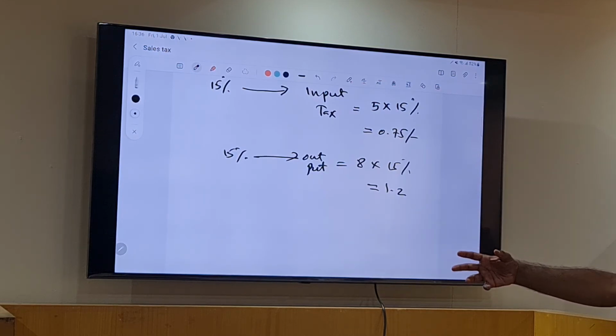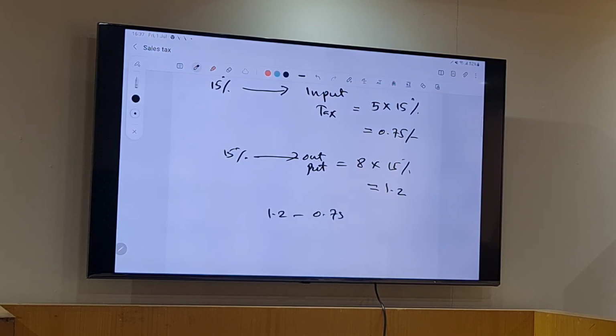And I collected 1.2 from someone on behalf of whom? So then how much money should I remit to the department? 1.2 minus 0.75, which is how much? 0.45. In other words, 3 into 15%. Got it? Instead of doing all this, you can just subtract the 5 from the 8 and then find it. Yes, you can do that. But to make yourself understand both sides, you need to understand this.